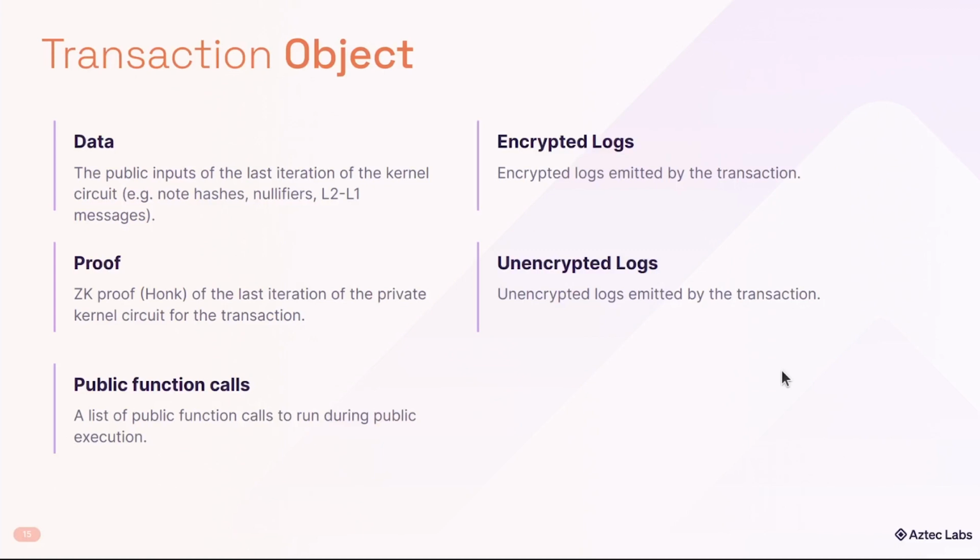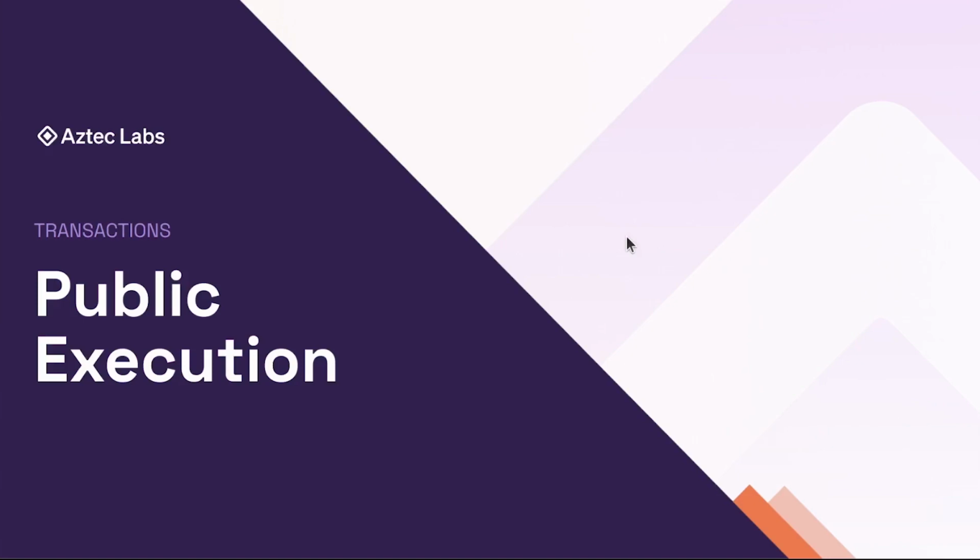Any public function calls that this transaction is requesting on the network will be passed as part of the transaction object, so the sequencer can execute those public function calls and do the corresponding state updates. And then any encrypted and unencrypted logs emitted by the transaction are also included for the sequencer to publish to Ethereum for data availability.